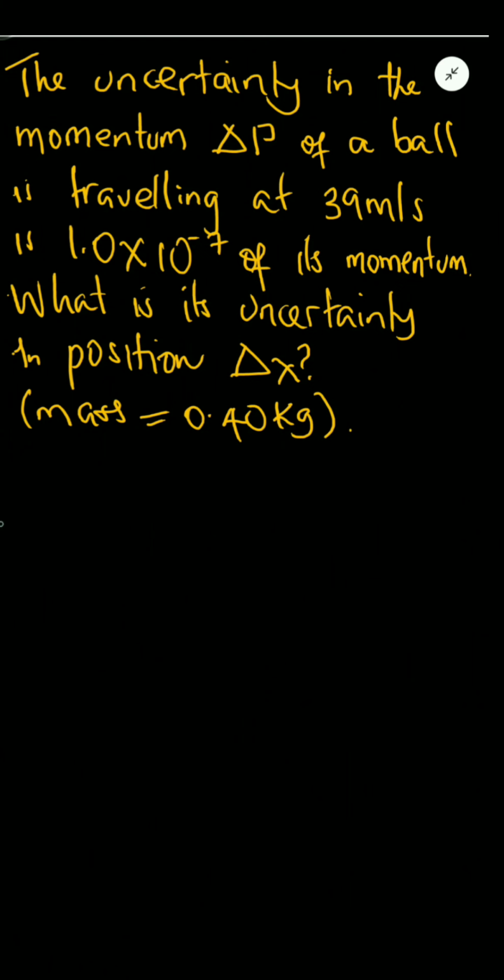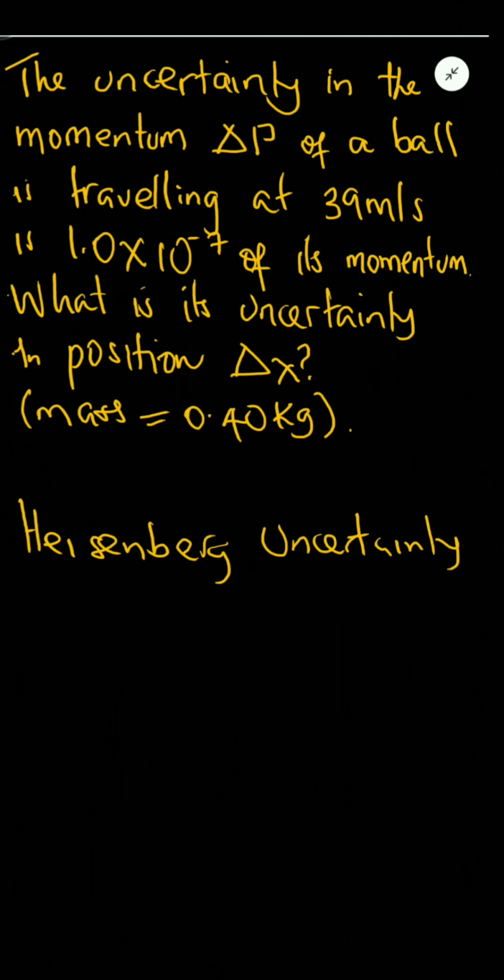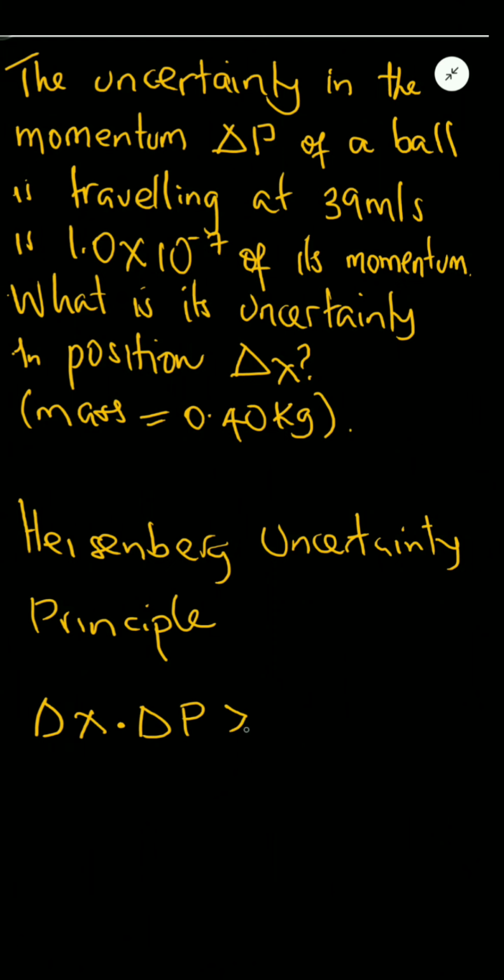So to do this, we're going to use a principle known as Heisenberg's uncertainty principle to solve for the uncertainty in position. Now Heisenberg's uncertainty principle states that the product of the uncertainty in position and the uncertainty in momentum is either equal to or greater than Planck's constant over 4 pi.